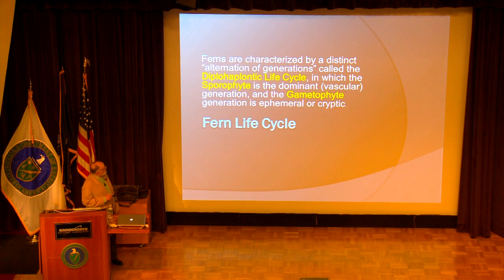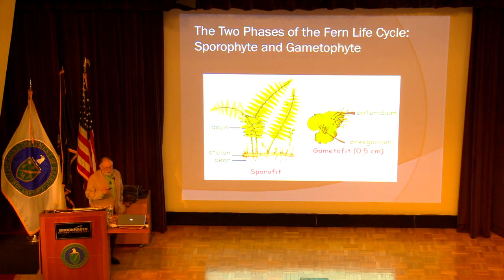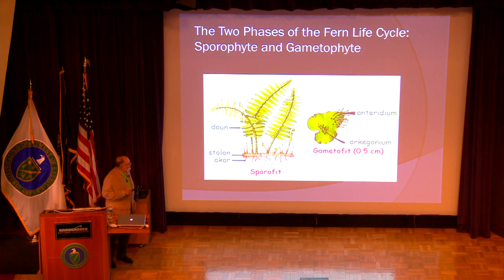The fern life cycle. Ferns are characterized by a distinct alternation of generations called the diplohaplontic life cycle, in which the sporophyte is the dominant vascular generation and the gametophyte generation is ephemeral or cryptic. Got to do this because we got to do Bio 101 again, to keep everybody on together here.